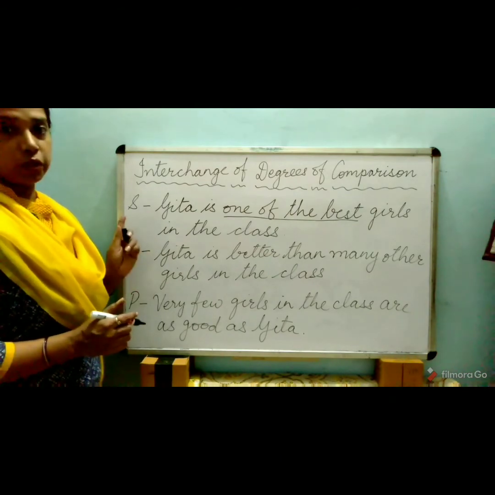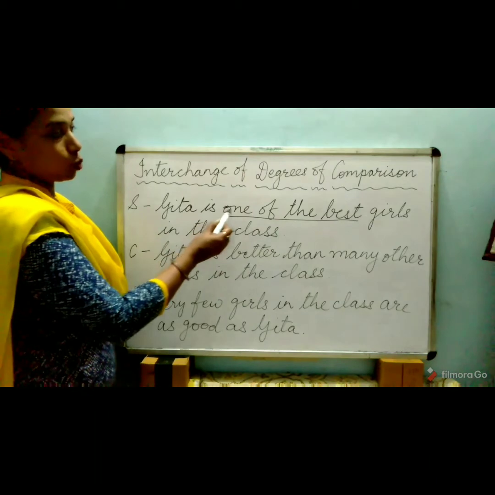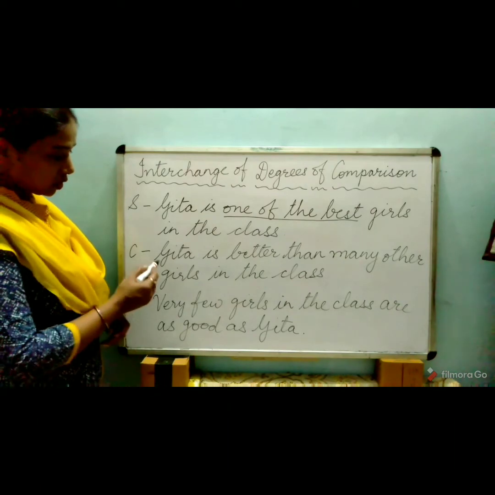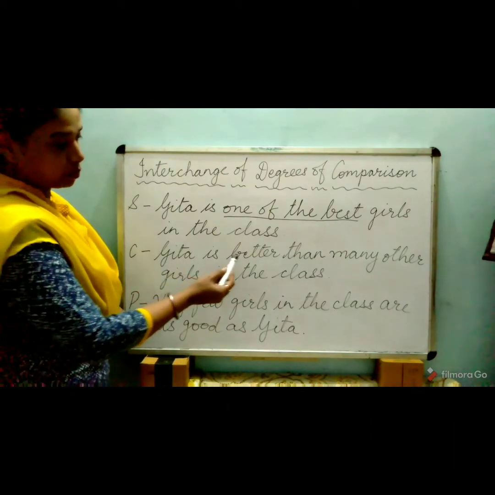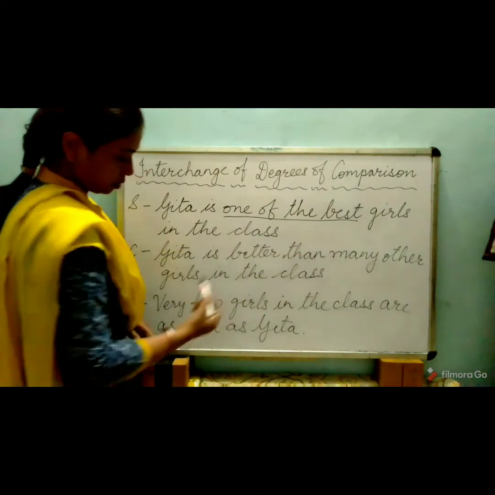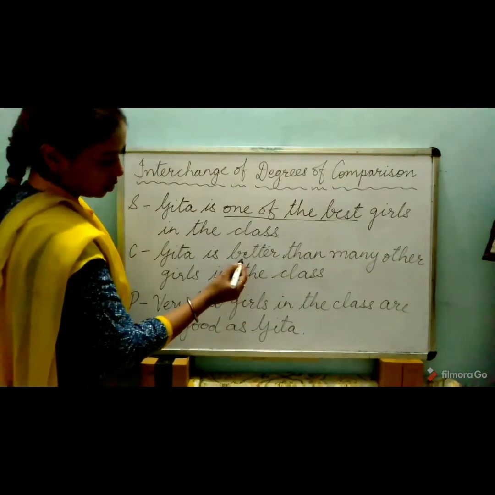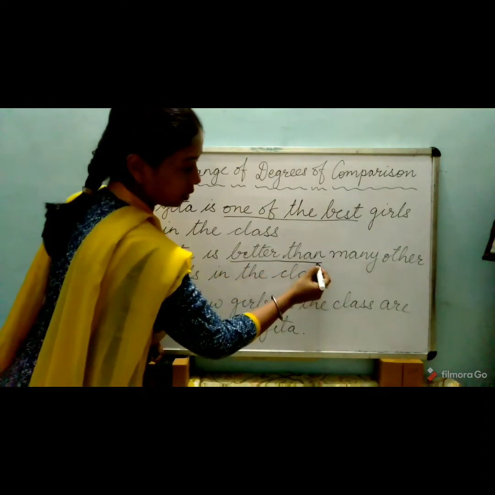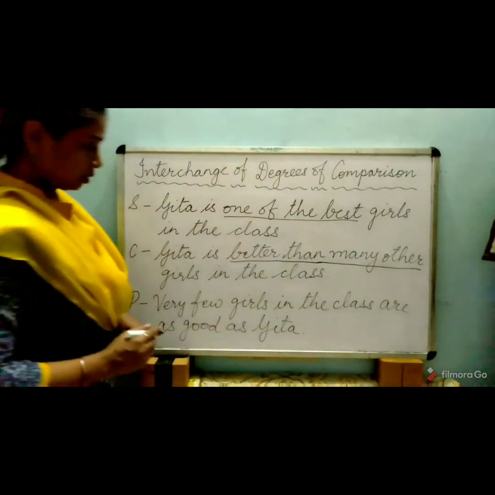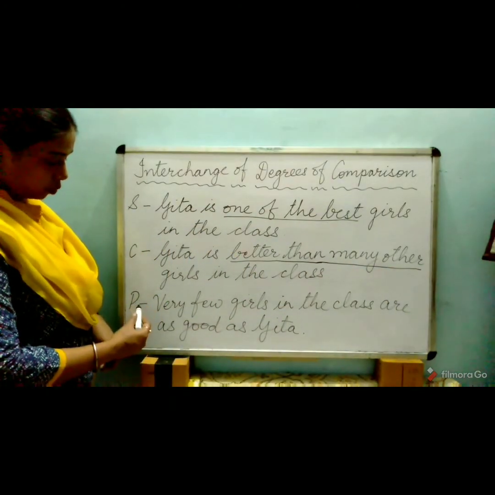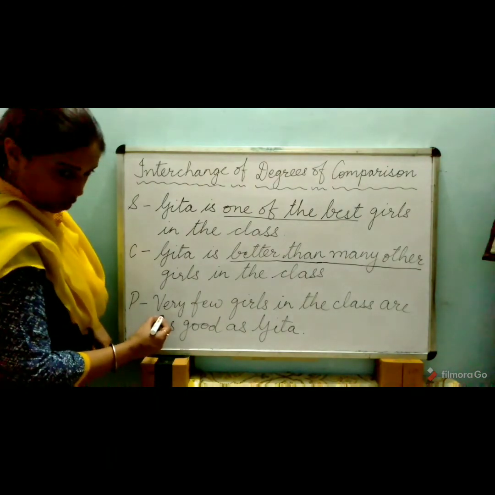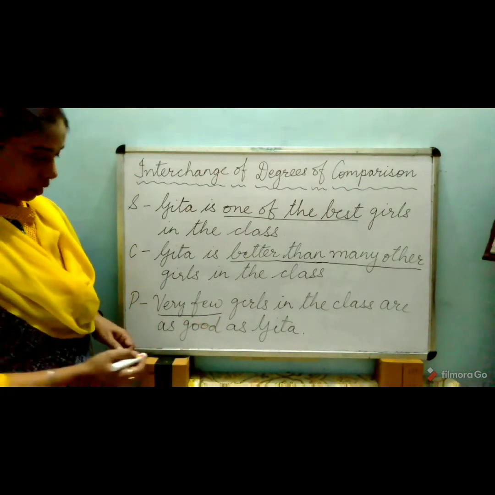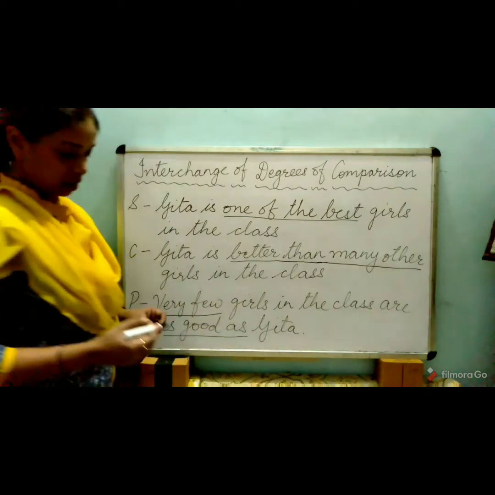So this sentence will be written in the superlative degree as Geeta is one of the best girls in the class. Then in the comparative degree, how will it be written? Geeta is better than many other girls in the class. Now here remember children, better than, instead of any, now you are using many. Many other girls in the class. And then in the positive, instead of no other, now you will be using very few. Very few girls in the class are as good as Geeta.